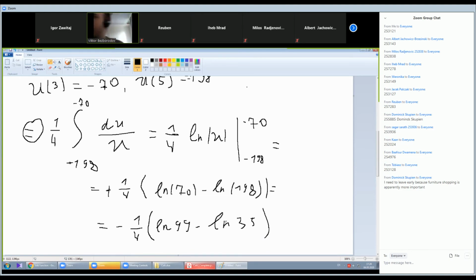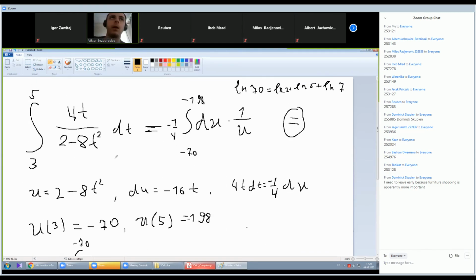Okay, so do you have some questions about this example? About the substitution and the computations in general?